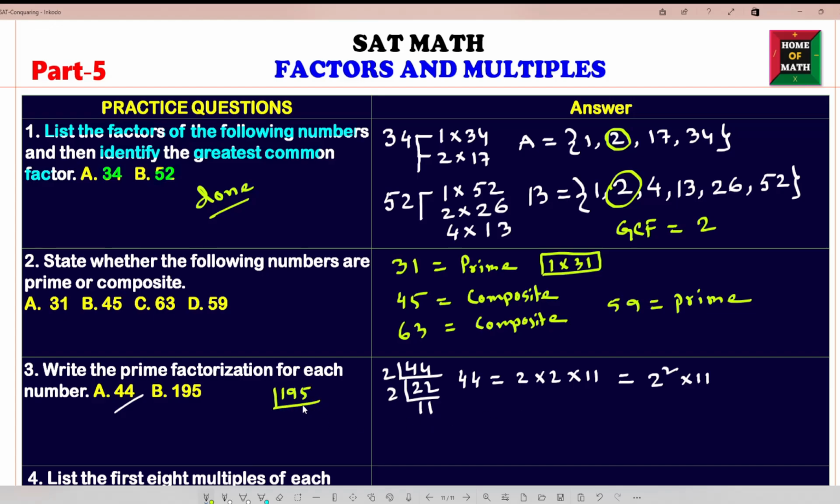Now 195, we can only divide by 5, so here is 3 and carry 4 and 5 is 45, so 9. This one we can divide by 3, so it will become 13. So 195, if we factorize by prime factors, we will get 3 times 5 times 13. Okay, done.